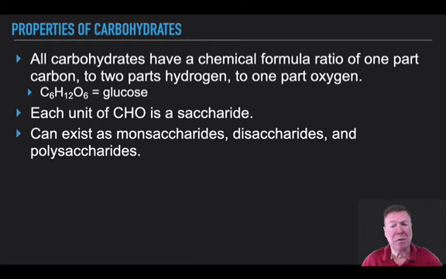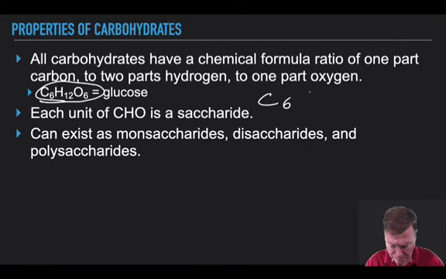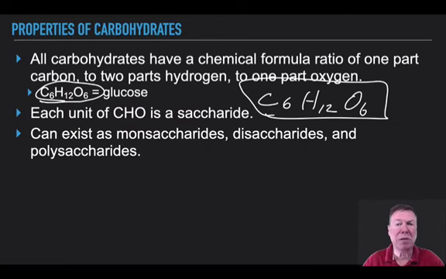All carbohydrates have a chemical formula of 1 part carbon, 2 parts hydrogen, 1 part oxygen. Normally, we'd talk about it like C6H12O6. That is the formula for all carbohydrates. We'll talk about why it's going to be the same, but they're all different.